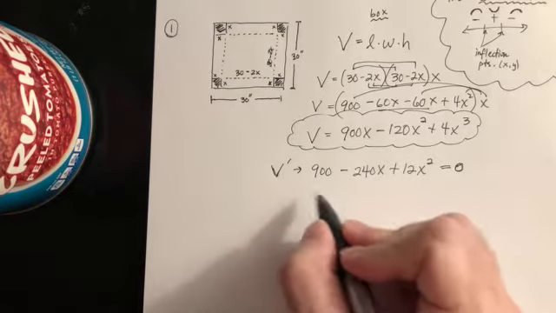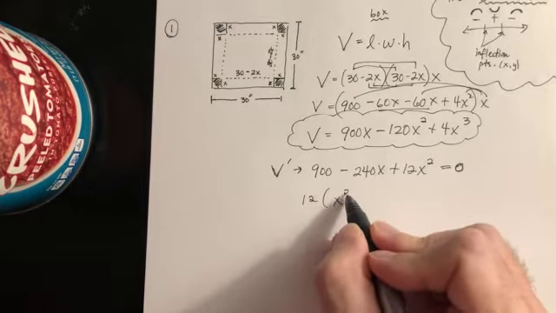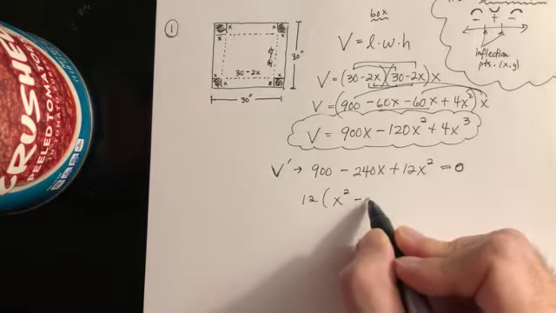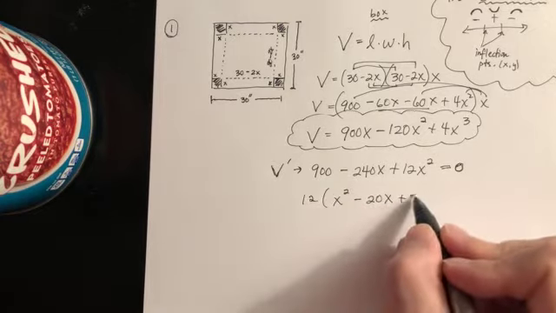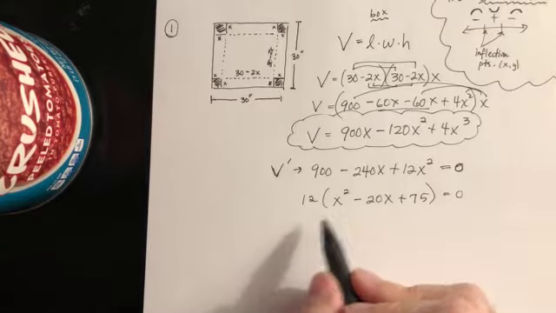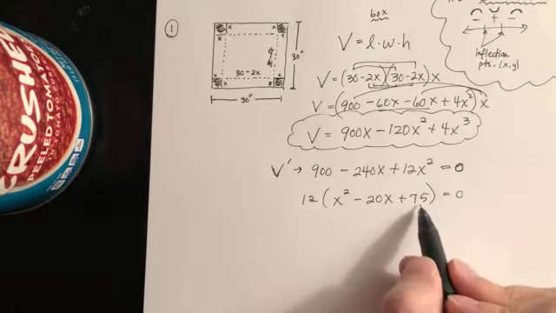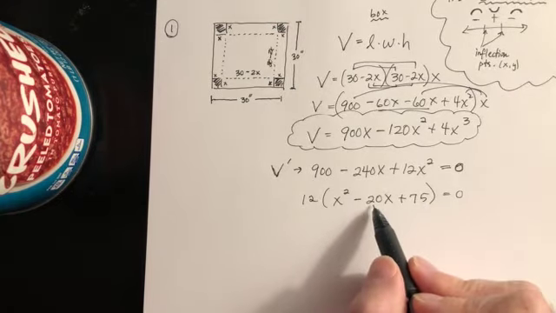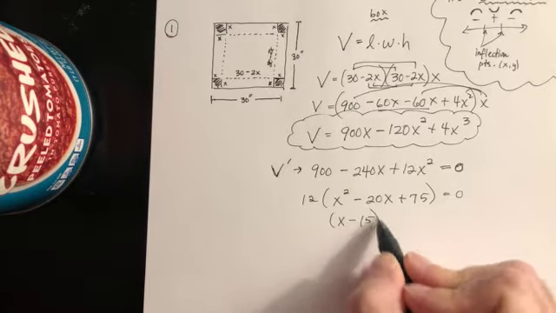Yeah, it goes in there. So I factor out 12. I'm going to reverse the order of these. X squared minus 20x, and this, 900 divided by 12 is 75, right? Okay. Now I can factor this, hopefully. I need two numbers that multiply to give me 75, but add to give me 20. And that is 15 and 5, I believe.